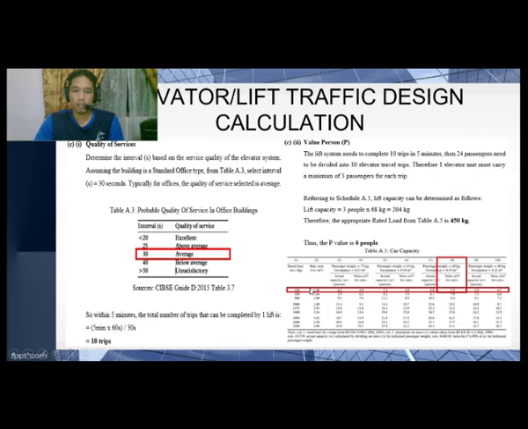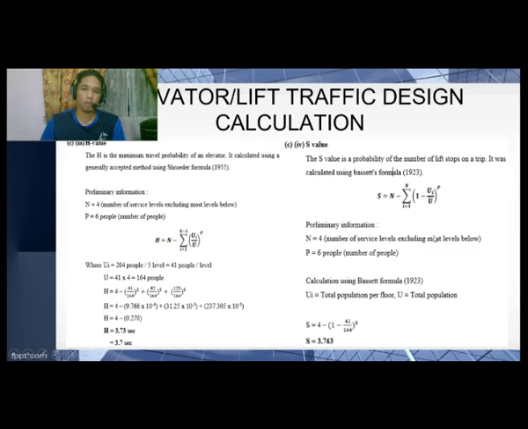Kita akan gunakan yang terhampir iaitu 450 kg. Okay, so value of P adalah 6 orang. Okay, seterusnya we need to find the hash value. Okay, hash is the maximum travel probability of an elevator. Okay, so untuk kiraan hash ni menggunakan formula ini, so total yang kita dapat untuk nilai hash adalah 3.7 second.